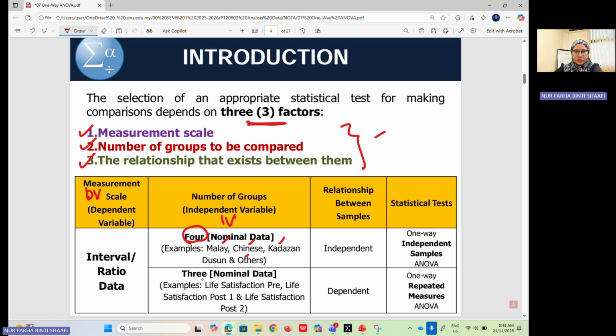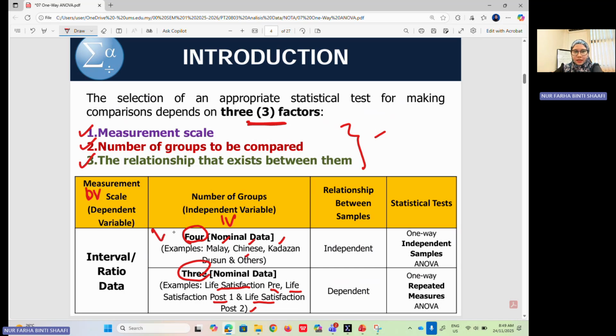So for the bottom one here, if you have 3 categories, an example is maybe you have life satisfaction pre-test, life satisfaction post-test 1, life satisfaction post-test 2. It's quite the same, but the difference is pre-test, post-test 1, post-test 2.